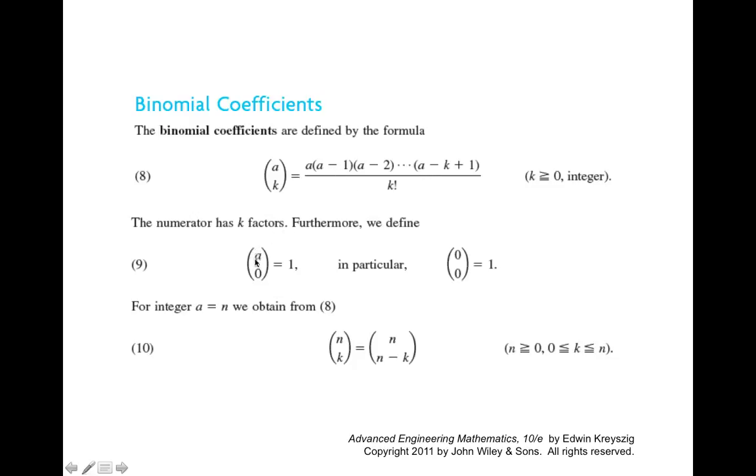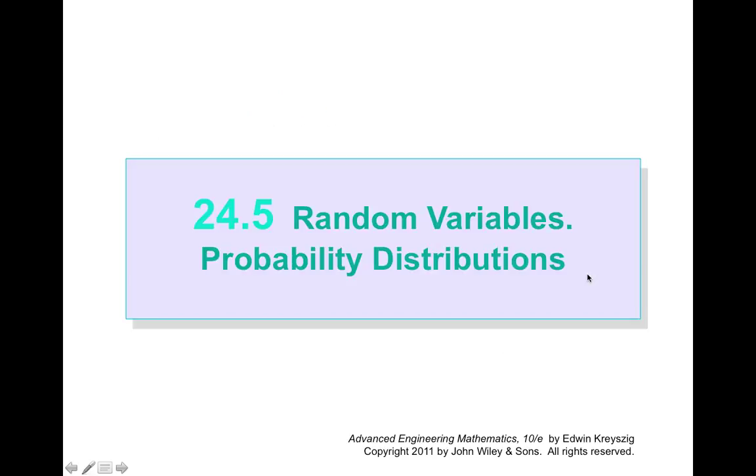If we have a over 0, then the definition of that is 1, and 0 over 0 also has a definition of 1. So for the integer a equal n, we would have n over k, which is the same as n over n minus k. That's when n is greater than 0 and k is between 0 and n. So that would be the binomial coefficient.